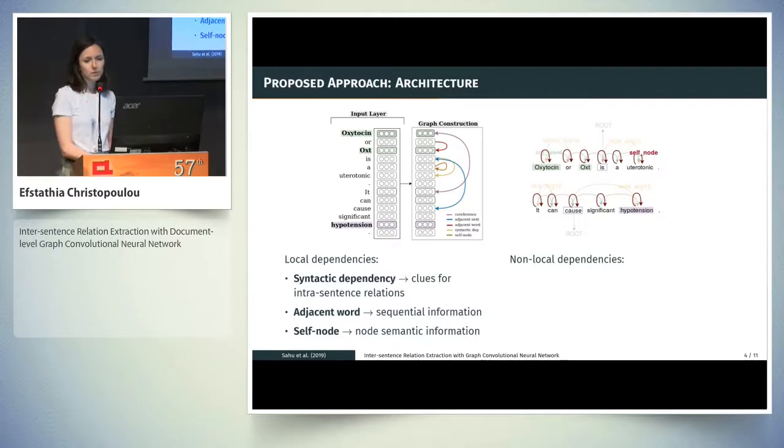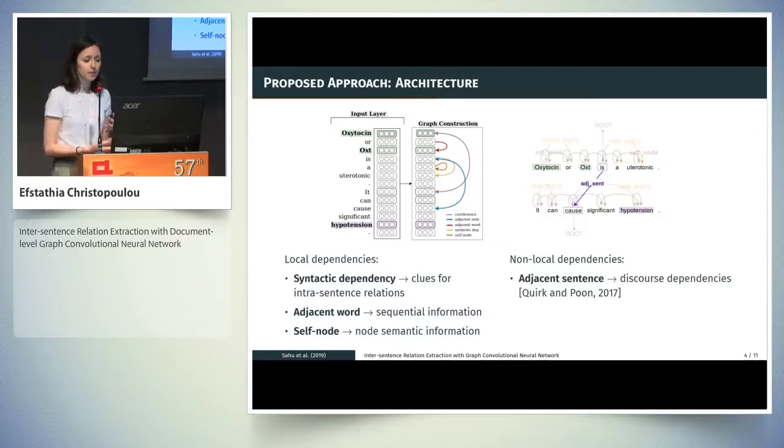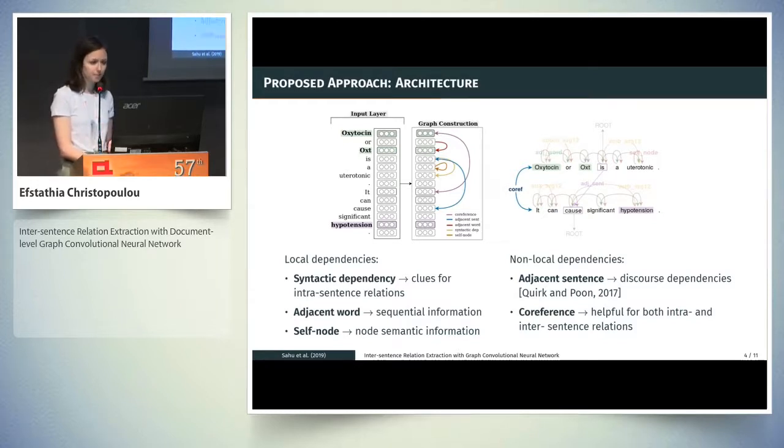And for the non-local dependencies, the first type is adjacent sentence. In a very naive effort to encode discourse dependencies, we connect each sentence to its previous and next one based on the root nodes. We first identify the roots of the sentences and then connect previous and next roots. And finally, we use coreference. Coreference can be helpful for both intra- and inter-sentence relations. So if we find co-referring mentions, we also connect them with an edge.